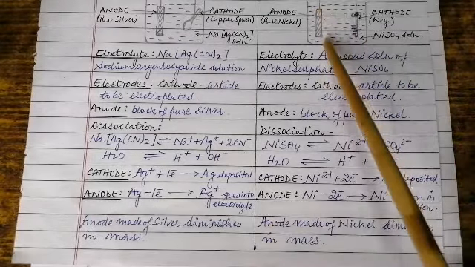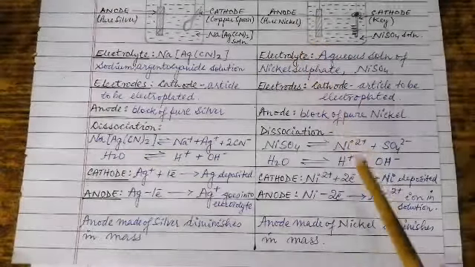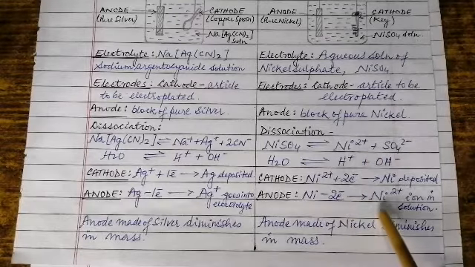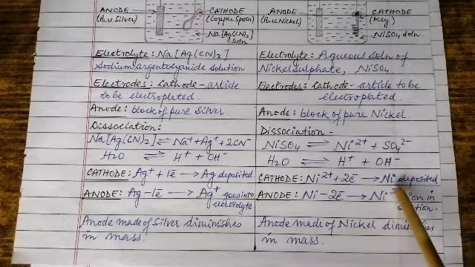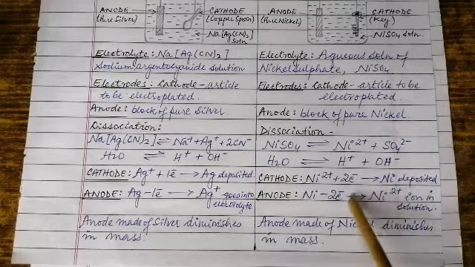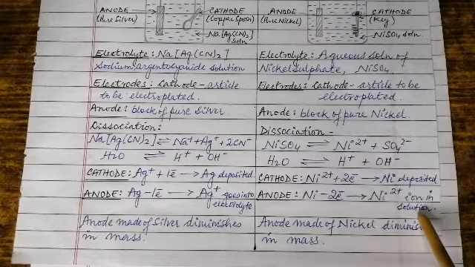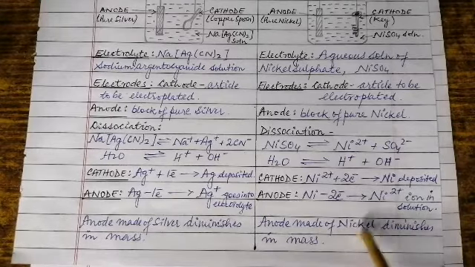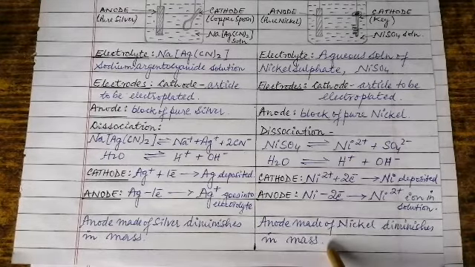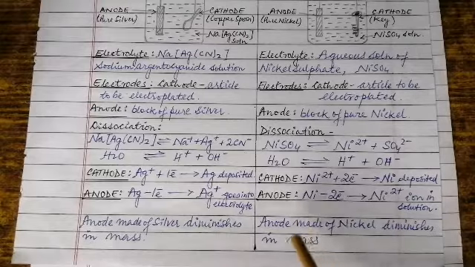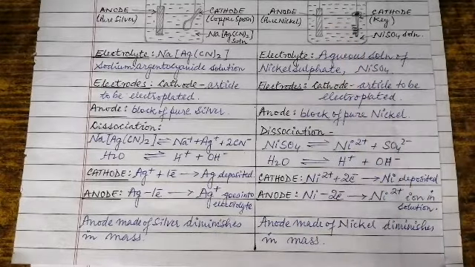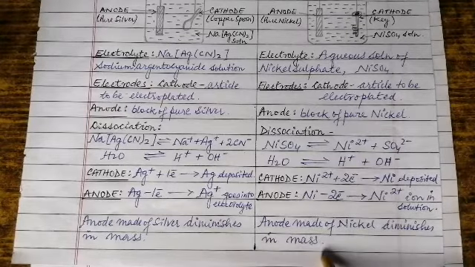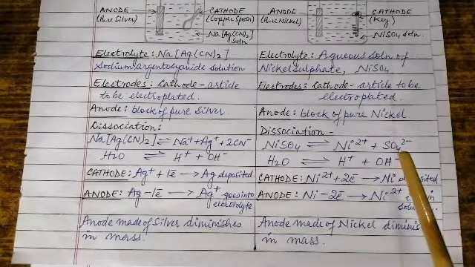Anode itself is made of pure nickel. It loses two electrons from its outermost shell. So what happens? It forms nickel ions. And these nickel ions go back into the solution, that means the electrolyte. So the anode made of nickel diminishes in mass. What do you observe? That the anode, which is made of pure nickel, diminishes in mass. I hope you're with me.